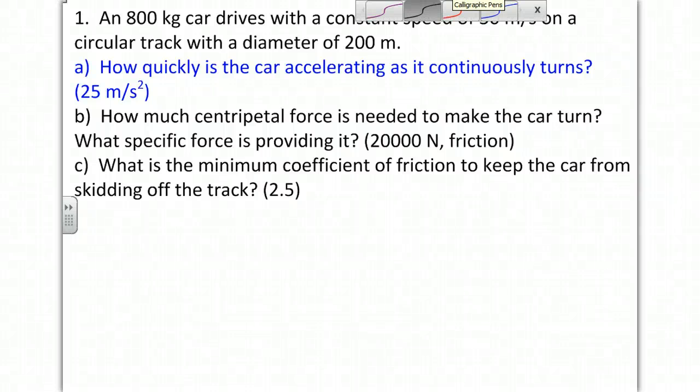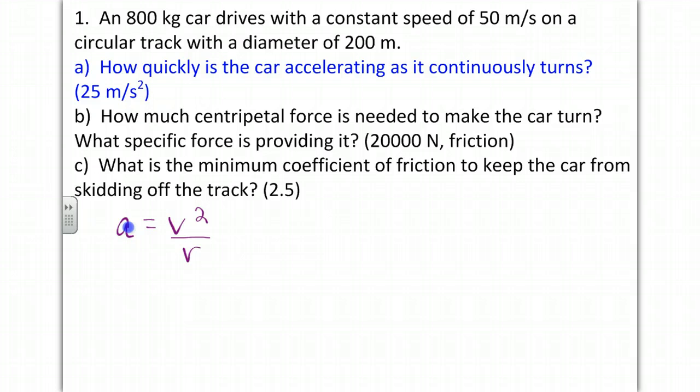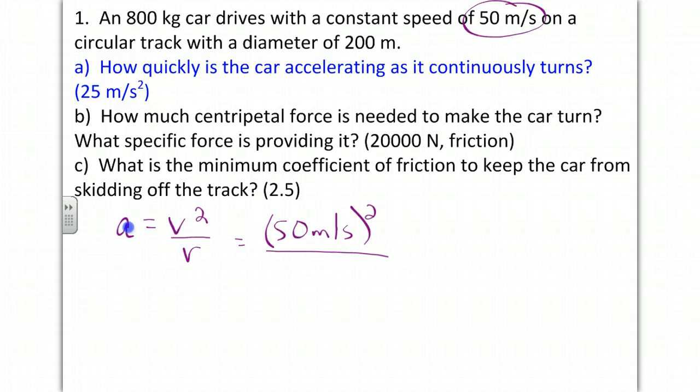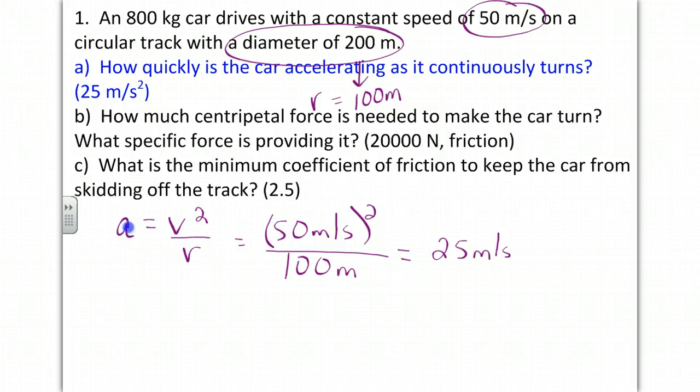Solutions to the Quarter 3 exam study guide, starting with number 1A. How quickly is the car accelerating? We're going to use the acceleration equation: acceleration equals the velocity squared divided by the radius. Velocity is given to us as 50 meters per second, divided by the radius. They give us the diameter, half of which is going to be the radius. And when we solve this, we get 25 meters per second squared.